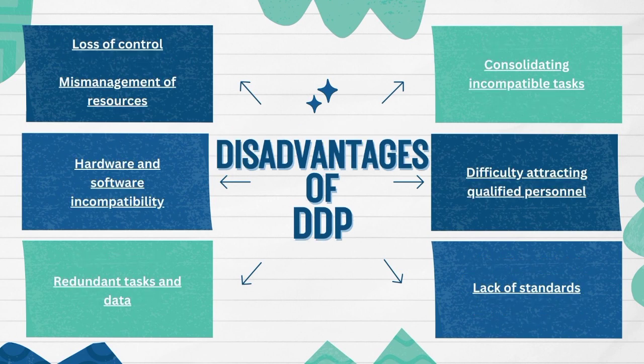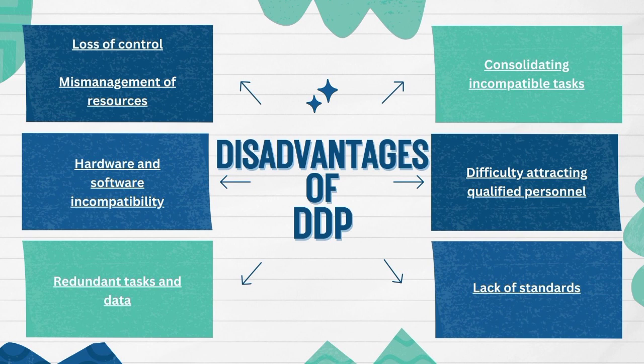If DDP has advantages, it also has disadvantages. First is loss of control. Second is mismanagement of resources. Third is hardware and software incompatibility, where distributing responsibility for the purchases of software and hardware can result in uncoordinated and poorly conceived decisions.